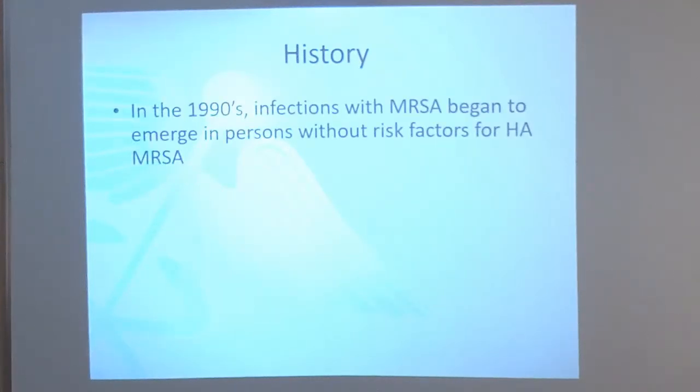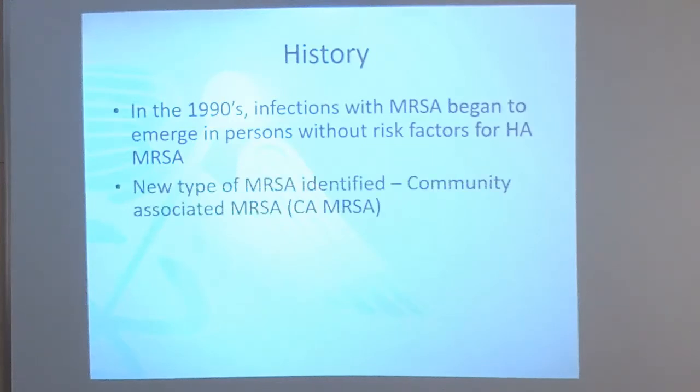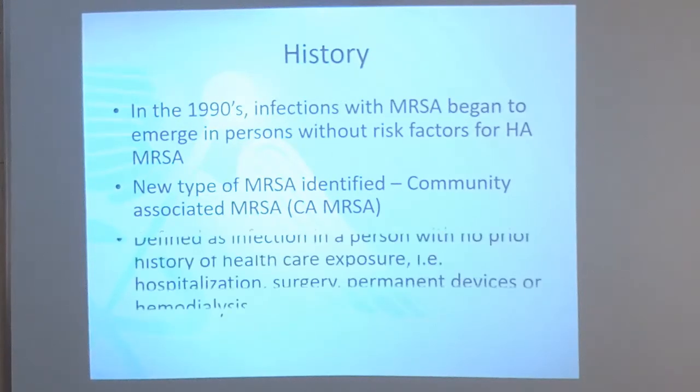In the 1990s, infection with MRSA began to emerge in persons without risk factors of HA MRSA, meaning hospital acquired or healthcare associated MRSA. Nothing was connected with the person who was harboring the MRSA, no risk factor of the hospital etc. And this new type of MRSA was seen in the community, so it was identified as community associated MRSA. Short form is CA MRSA.